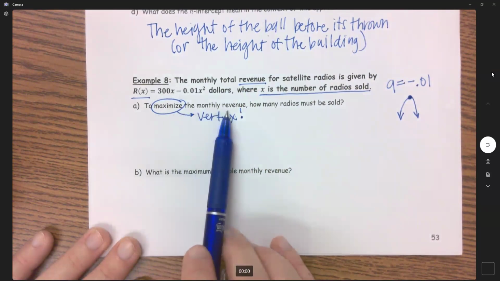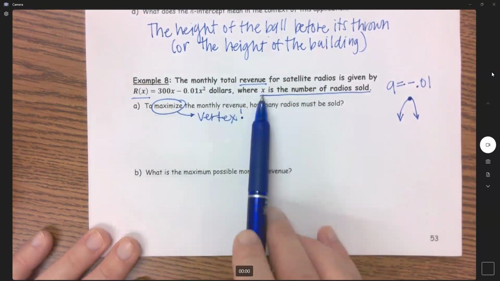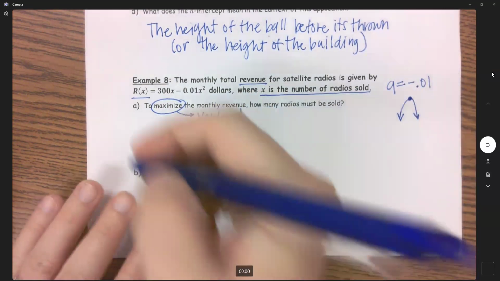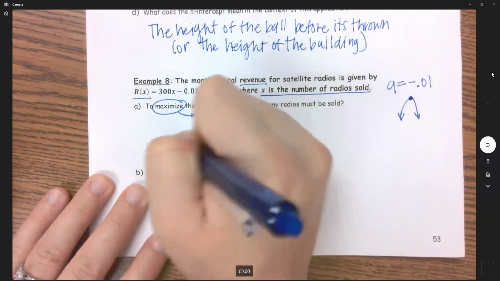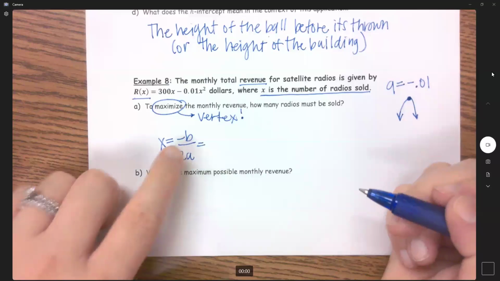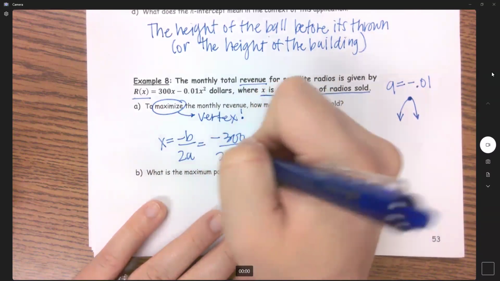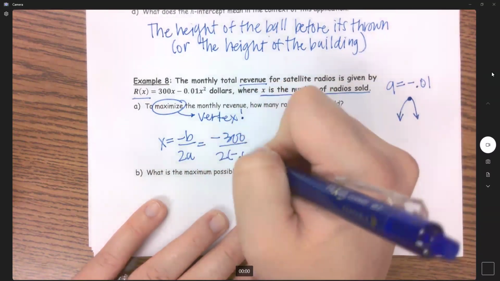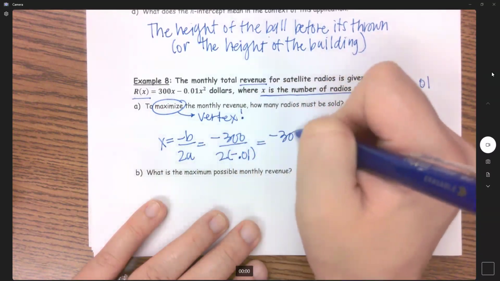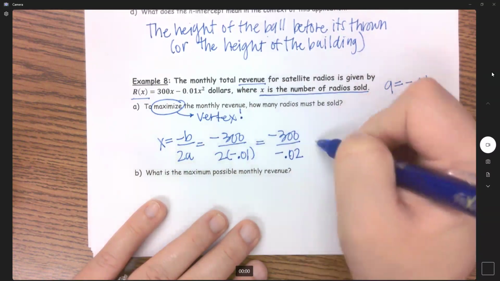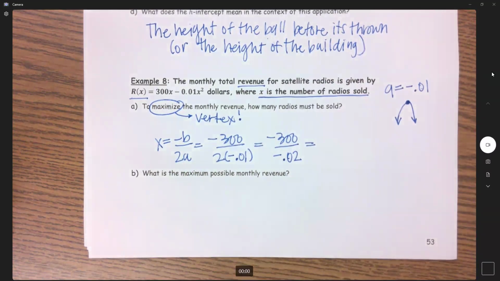So if it wants to maximize the monthly revenue, how many radios must be sold? X equals the number of radios. You're solving for your X coordinate of the vertex. So to find that, we do negative B over 2A. My negative B would be negative 300 over 2 times negative 0.01. So we get negative 300 over negative 0.02. And that gives me 15,000.